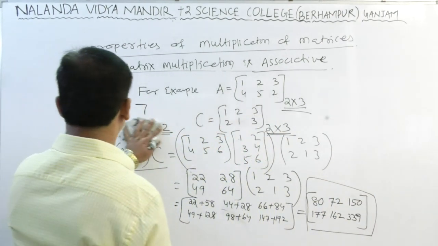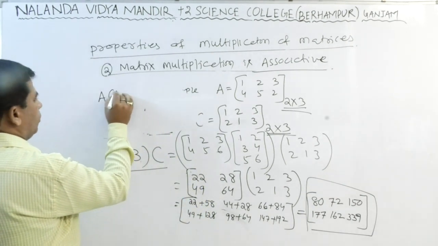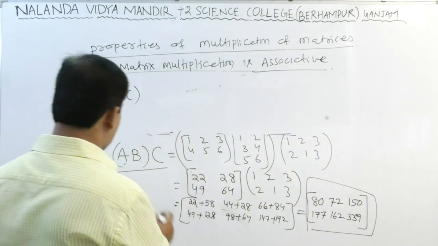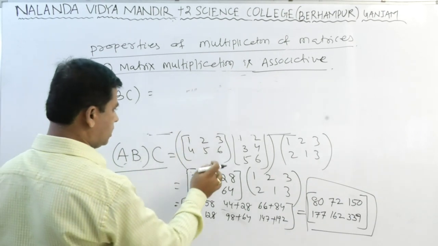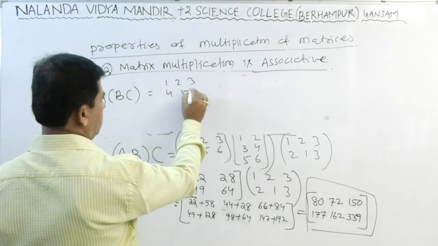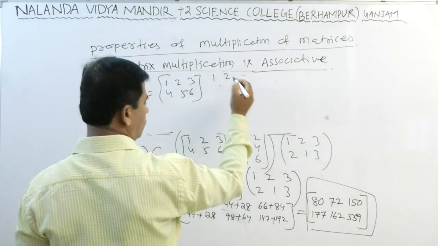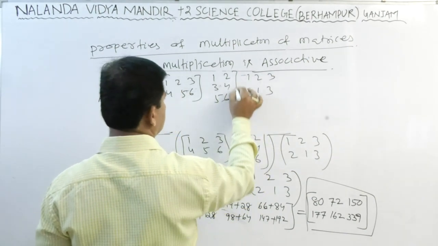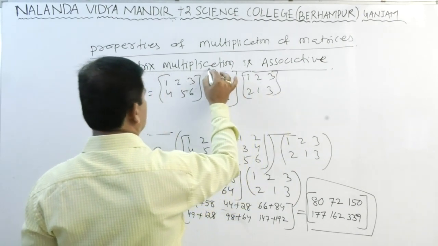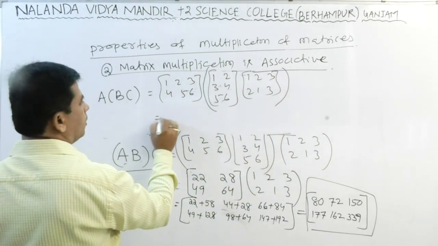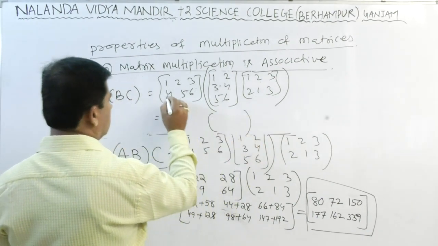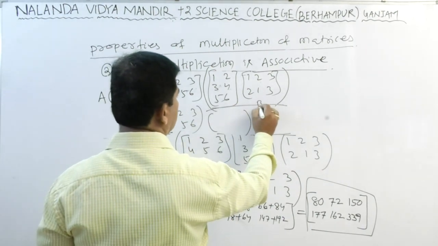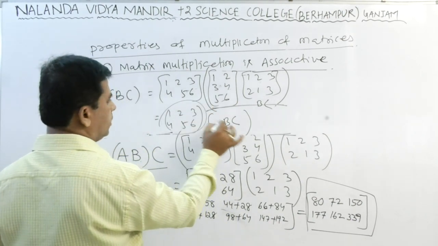Now we find A into BC. If we find it this way, first we write A matrix 1, 2, 3, 4, 5, 6, with matrix B, 1, 2, 3, 4, 5, 6, and matrix C is equal to 1, 2, 3, 2, 1, 3. First we multiply B and C, and then A, 1, 2, 3, 4, 5, 6. The result of A is multiplied with BC.